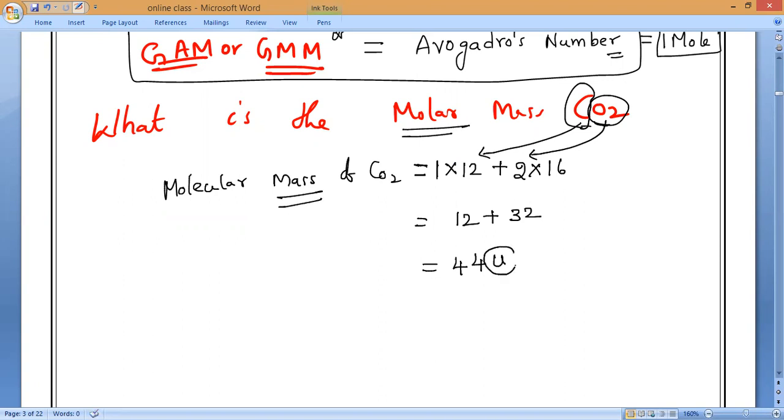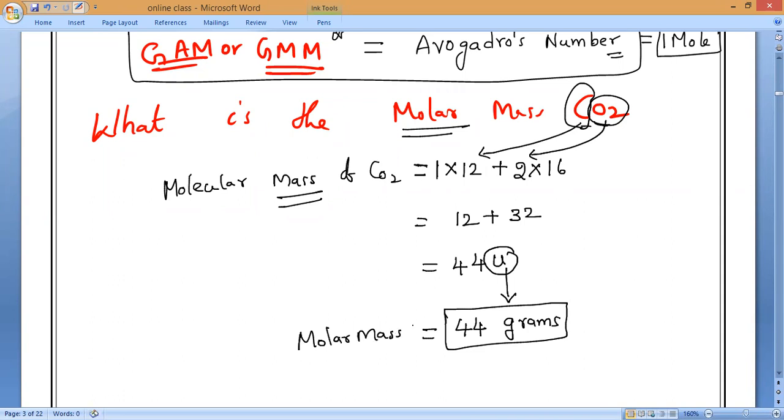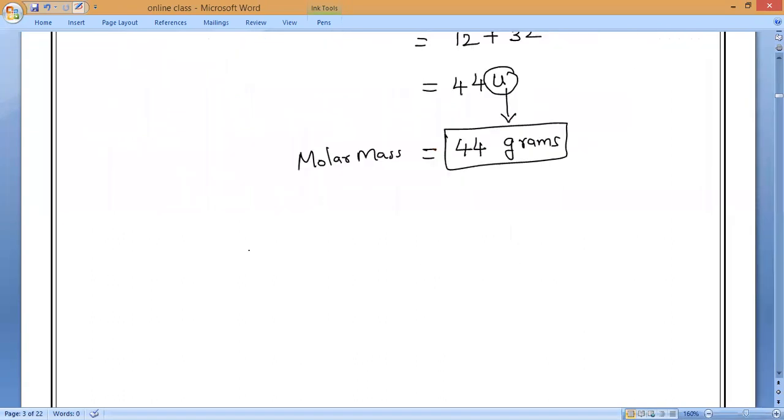Molar mass means we have to replace u with what? g, grams. So it is equal to 44 grams. So this 44 grams is equal to how many moles? That is only called molar mass, or we say gram molecular mass, gram atomic mass. Which is equal to how many moles, guys? 1 mole.